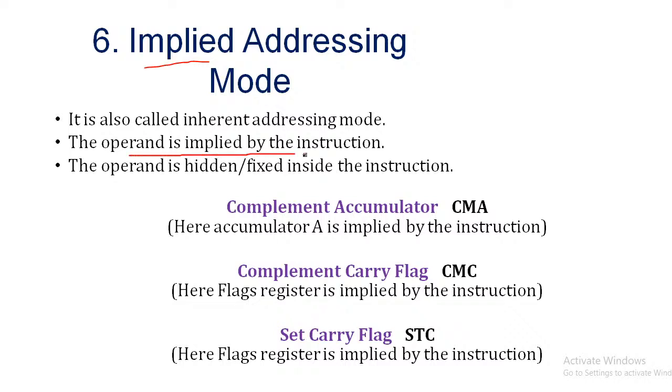The operation is implied by the instruction, like CMA, complement accumulator, or complement the carry flag, or set carry flag. So these are the instructions we are using for the implied addressing mode. We are not using R1, R2, anything. From the instruction it is implied where the operand is situated. So the operand is hidden or fixed in the instruction.